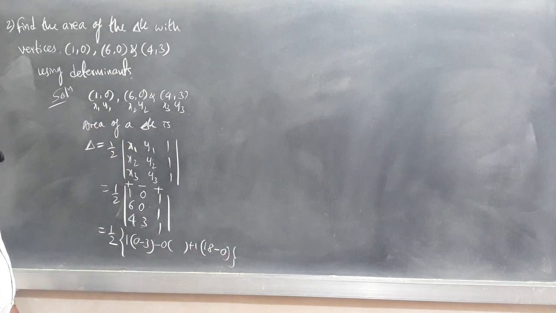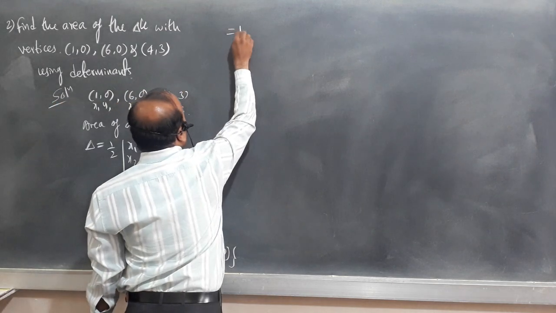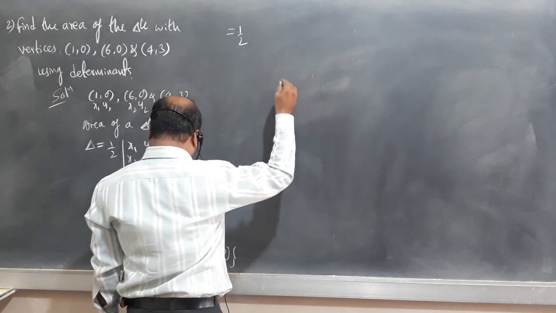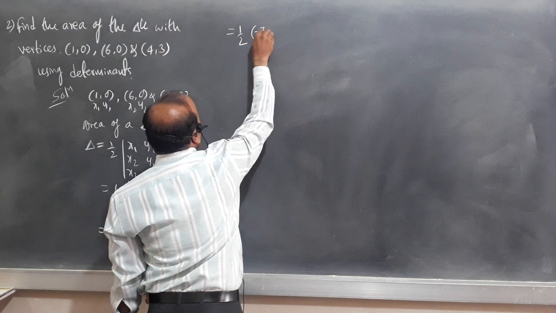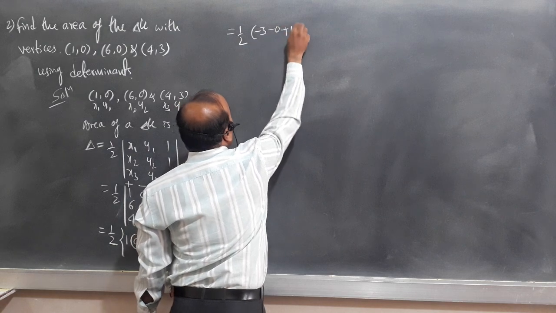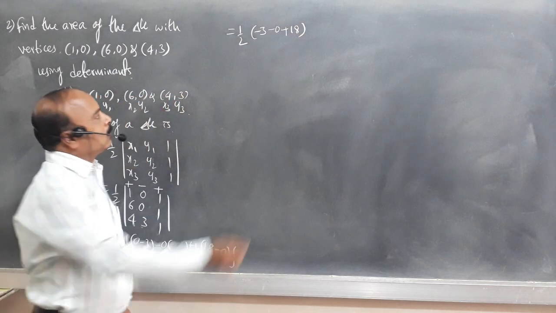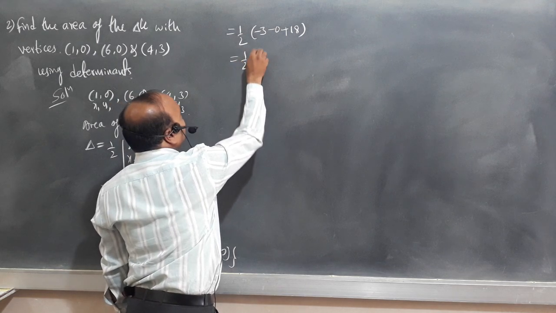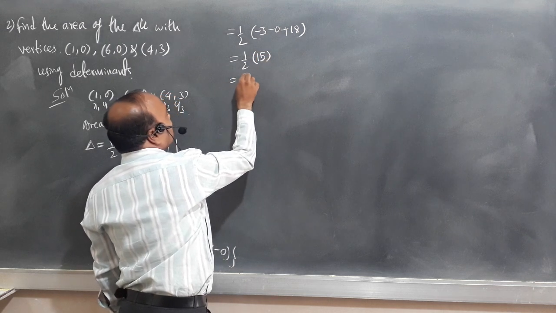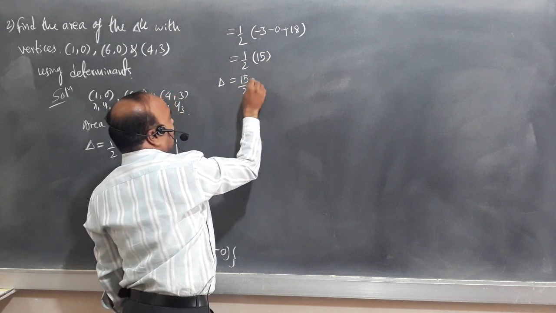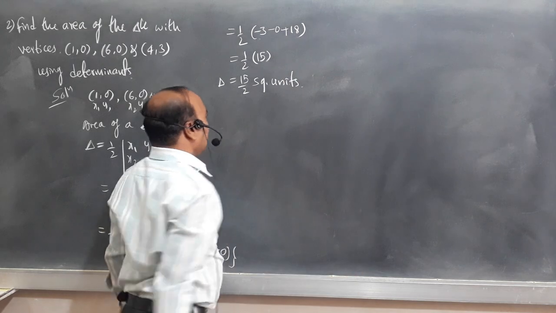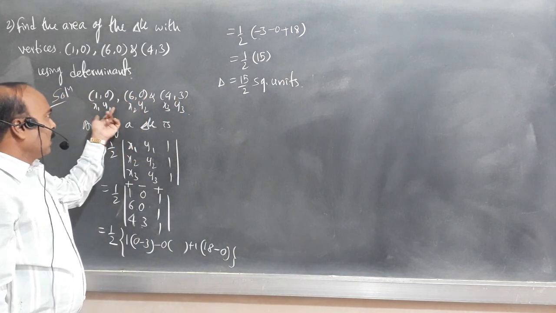Now we simplify this. It is equal to 1 by 2 as it is. Now 0 minus 3 is minus 3, minus 3 into 1 is minus 3, minus 0 plus 18 minus 0 is 18. Now we get 1 by 2 into minus 3 plus 18, which is 15. So it is nothing but 15 by 2. Therefore delta equals 15 by 2 square units. It is the area of the triangle with these vertices.